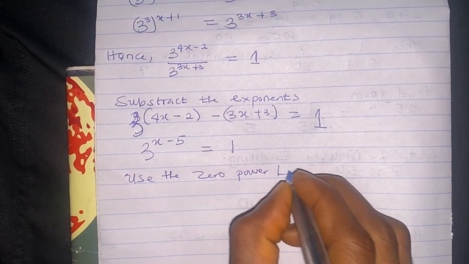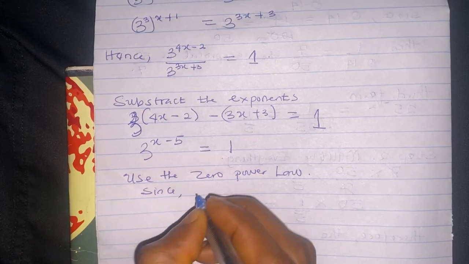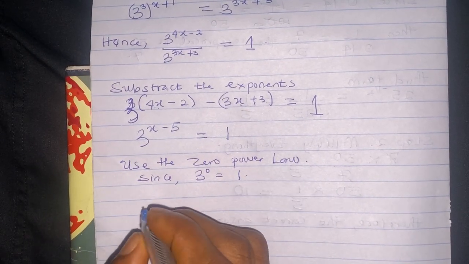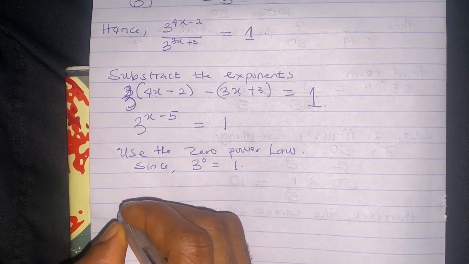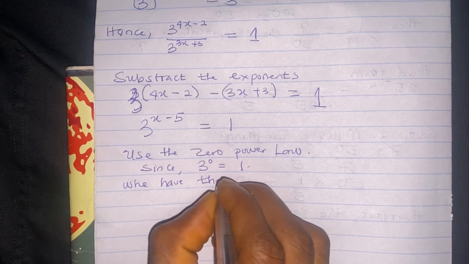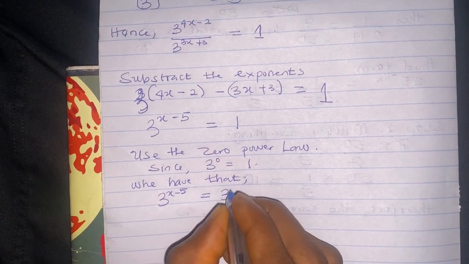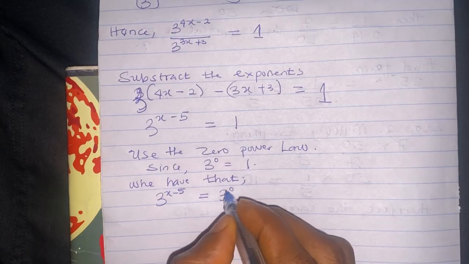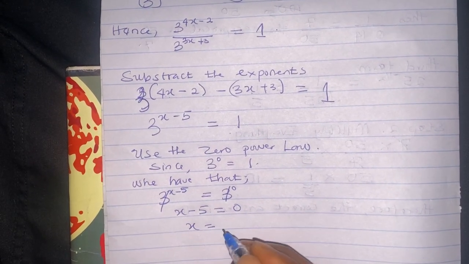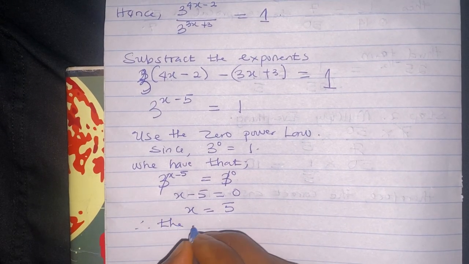We use the zero power law. Since 3 raised to power 0 is equal to 1, that's from the zero power law in indices. Anything raised to power 0 is equal to 1. We have that 3 raised to power x minus 5 is equal to 3 raised to power 0. The 3 will cancel out, the bases will equate themselves. So we have x minus 5 is equal to 0, x is equal to 5.